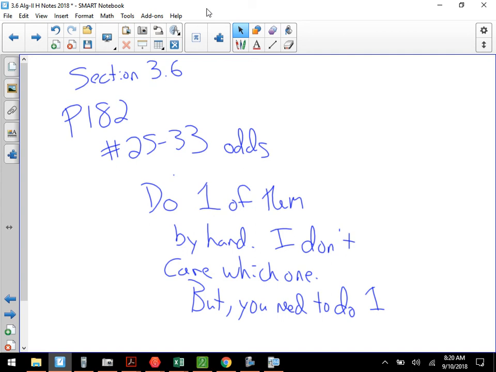Do one of them by hand. I don't care which one, but do one by hand. The other four, you just put them in the calculator. Textbook here, if you want to take a picture of them, knock yourselves out. Otherwise, I believe the PDF file is already posted.